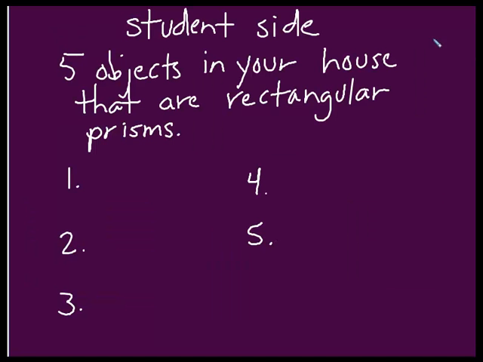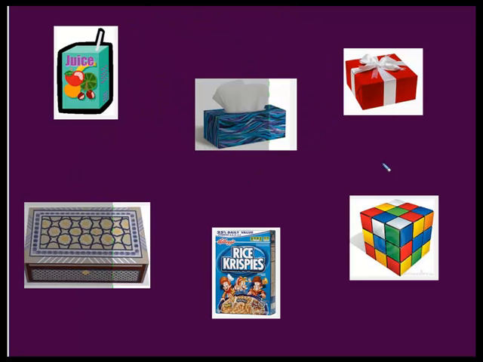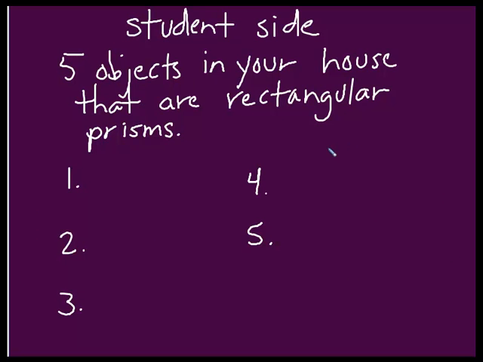What I want you to do now on the student side is go through your house and find 5 objects that are rectangular prisms and list them. Try not to use the ones that we already used as examples, like your refrigerator, the juice boxes, that kind of stuff. So try to find 5 other things that would be considered rectangular prisms and write them down.